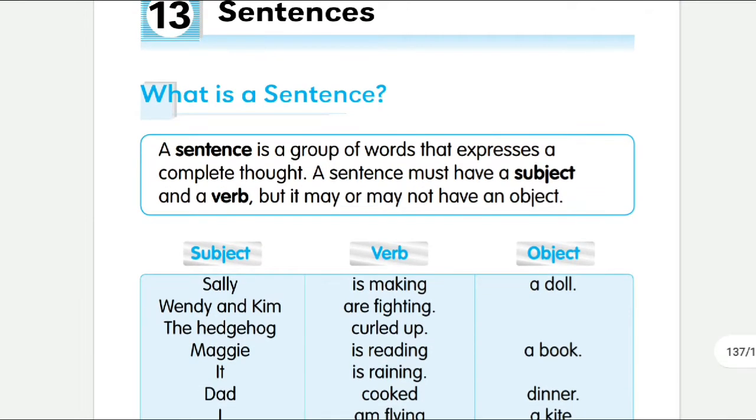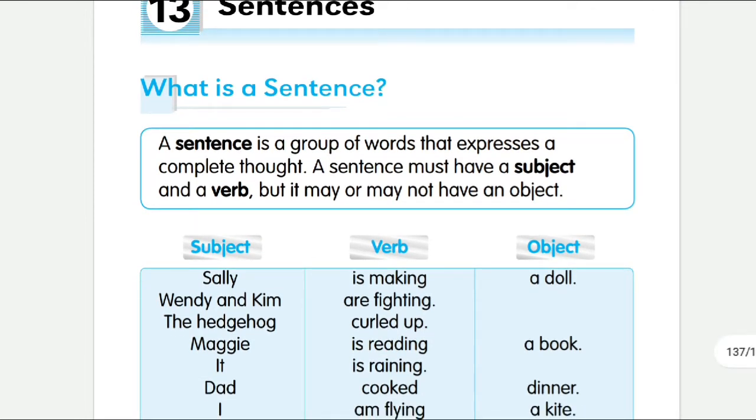A sentence is a group of words that express a complete thought. It means a sentence must have a subject and a verb, but it may or may not have an object. So you have to understand that it is a group of words that express a complete thought. If you are not getting anything out of a few groups of words, it is not a sentence. A sentence must have a subject and a verb.